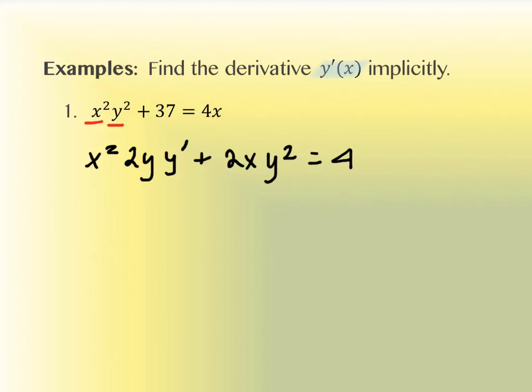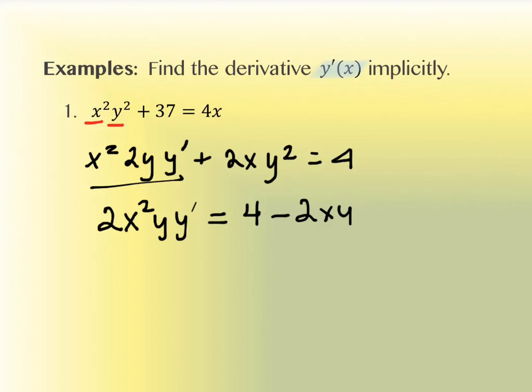Our goal is to find the derivative of y. I need to actually solve this for y prime equals, okay? So if you notice, there's only one piece that has a y prime in it. It's the first piece right here. So the other piece can be subtracted to the other side of the equation. The piece that I've underlined, I can also rewrite. I'm just going to put the 2 in front. 2x squared y prime. And then this equals 4 minus 2x y squared.